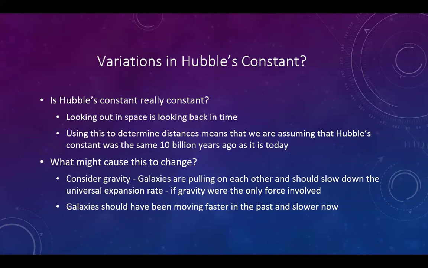So what might cause this to change? Well, if we consider gravity, galaxies are all pulling on each other, and therefore should slow down the universal expansion rate. If gravity were the only force involved, galaxies should have been moving faster in the past and are moving slower now.